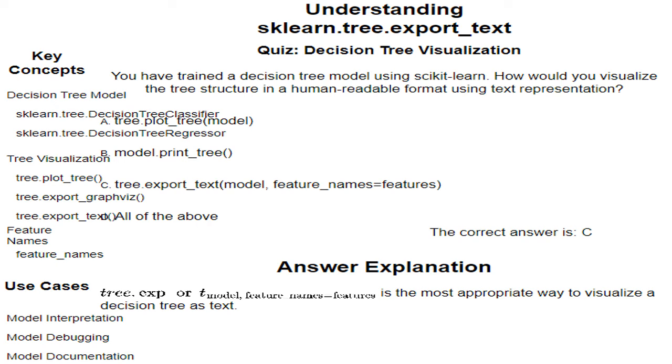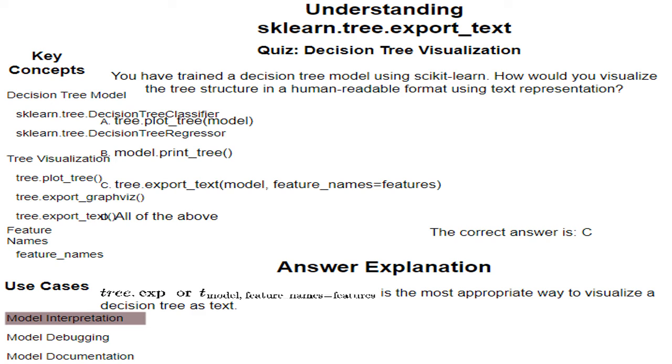Consider a dataset of customer data with features like age, income, and purchase history, and a target variable churn indicating whether a customer has churned or not. We can train a decision tree model on this data to predict customer churn. sklearn.tree.DecisionTreeClassifier. This class in scikit-learn is used for building decision tree models for classification tasks.